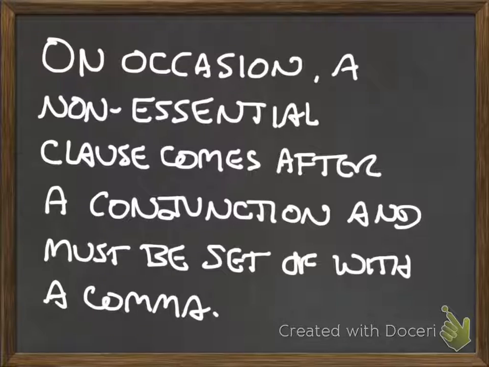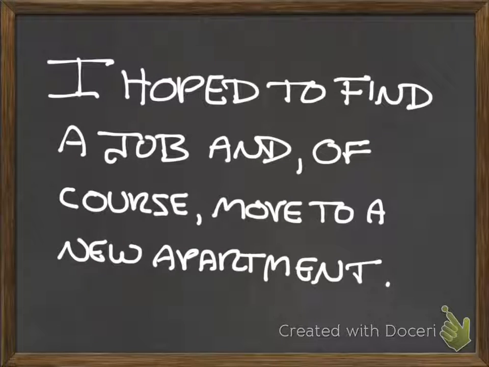Unless, and here's the problem, a non-essential clause comes after a conjunction. Okay. This is not very common. So if you are in doubt, do not put the comma after the coordinating conjunction. It's less of a glaring error than it is if you put a comma after the conjunction and it shouldn't be there. So if in doubt, leave it out in this case. But I'll show you what I mean. Here, I hope to find a job and, of course, move to a new apartment. Right? Well, you don't really need that, of course, do you? I hope to find a job and move to a new apartment.